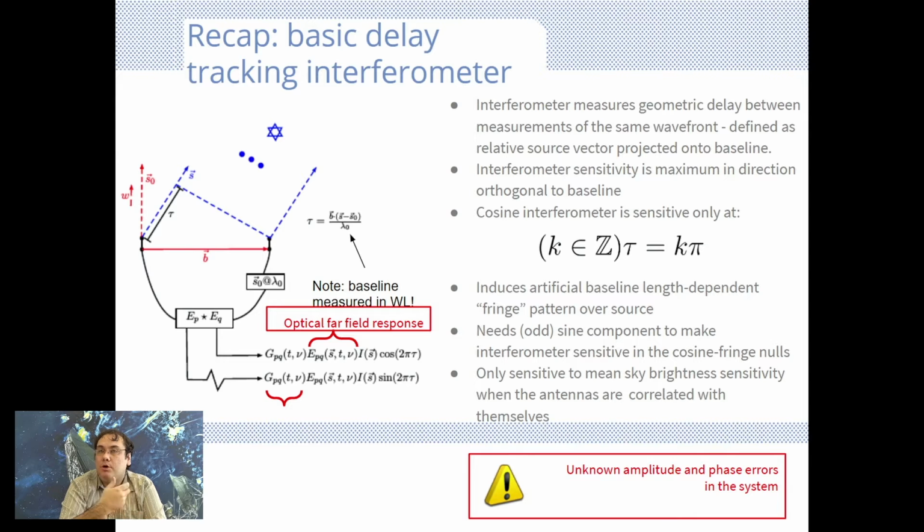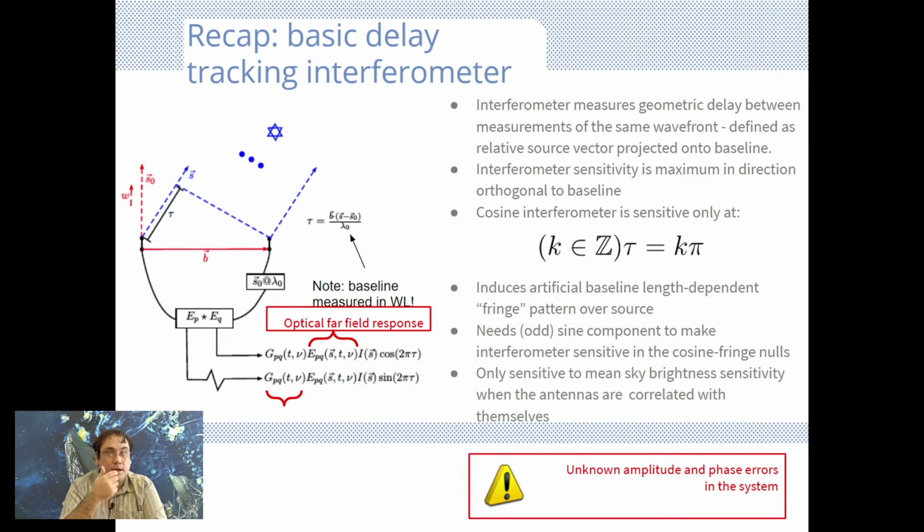We also need the odd sine components if we want to be able to reconstruct the signal and to also make the interferometer itself sensitive to larger areas of sky where the cosine component will be in a null. So we also induce a 90-degree offset in the signal between antennas P and Q and take a measurement of that. You can see this illustrated at the bottom there. So you have this 90-degree phase delay between the two signals.